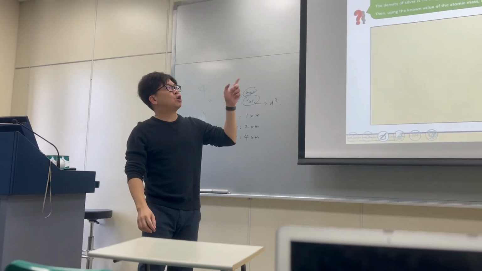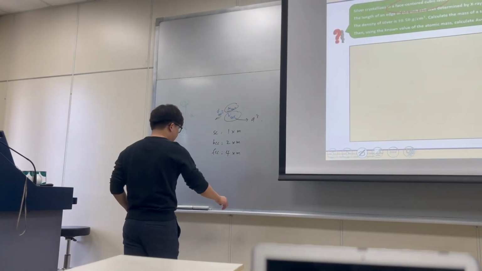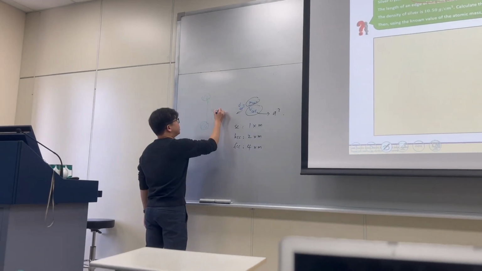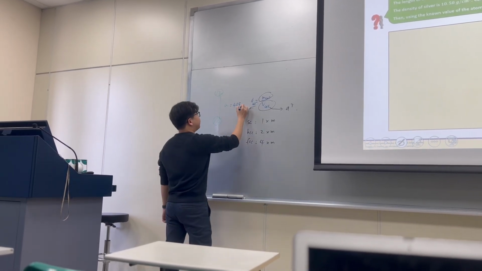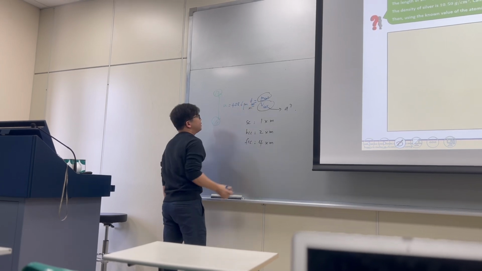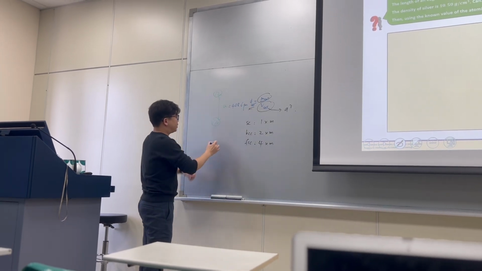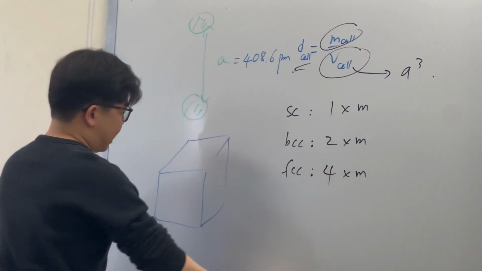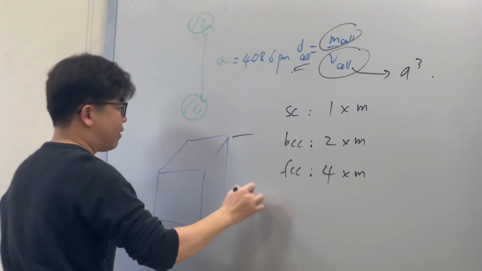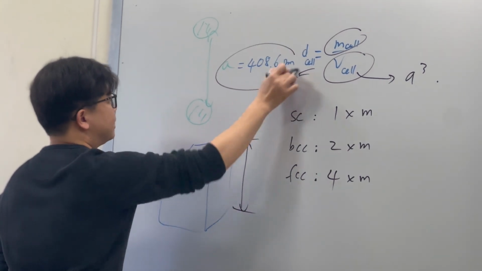We have the edge length already. It means that they show you the value for a already. So a equals 408.6 pm. Okay. So they let you know the edge length already. So talk about the cubic cell. So this is our cubic cell. Okay. And the edge length, they should let you know the value from here to here already. Okay. This number.